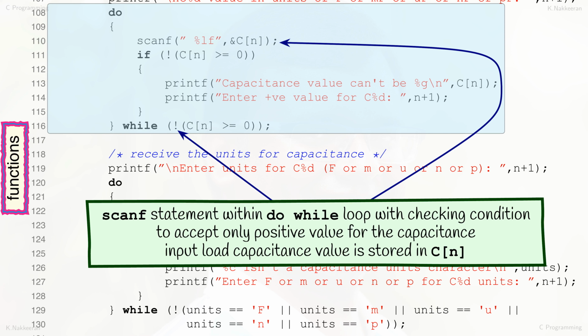Lines 108 to 116. The do while statement that includes the scanf statement in line 110 is written with the appropriate checking condition within parentheses in line 116 to accept only a positive value for the load capacitance. The input load capacitance value is stored in the memory location of the appropriate element of the double type array C.